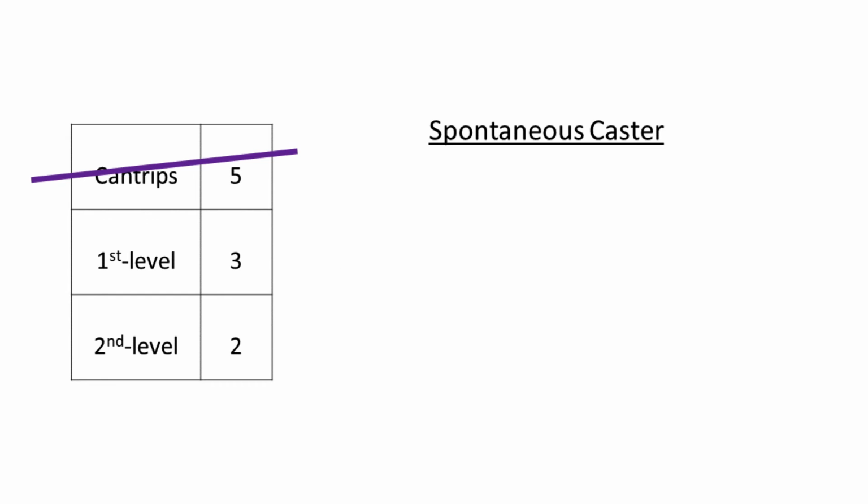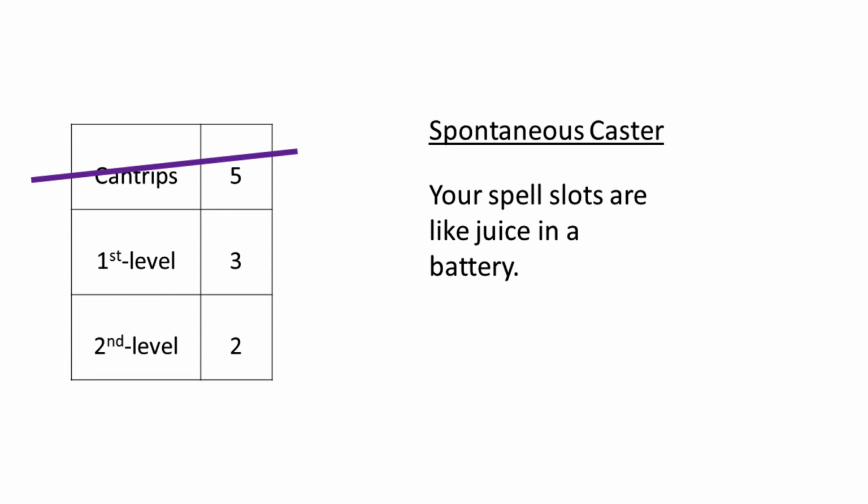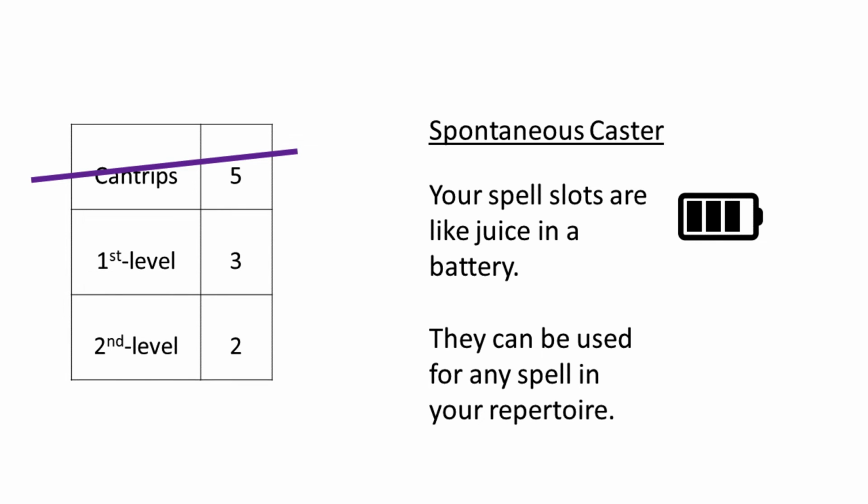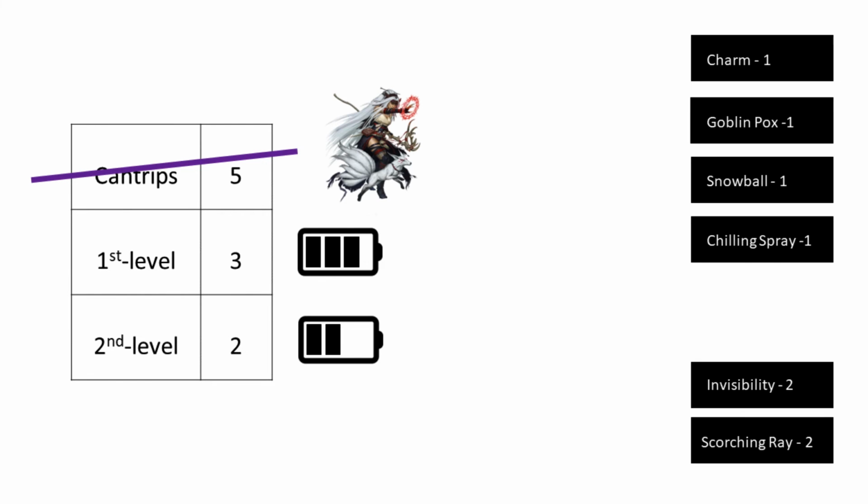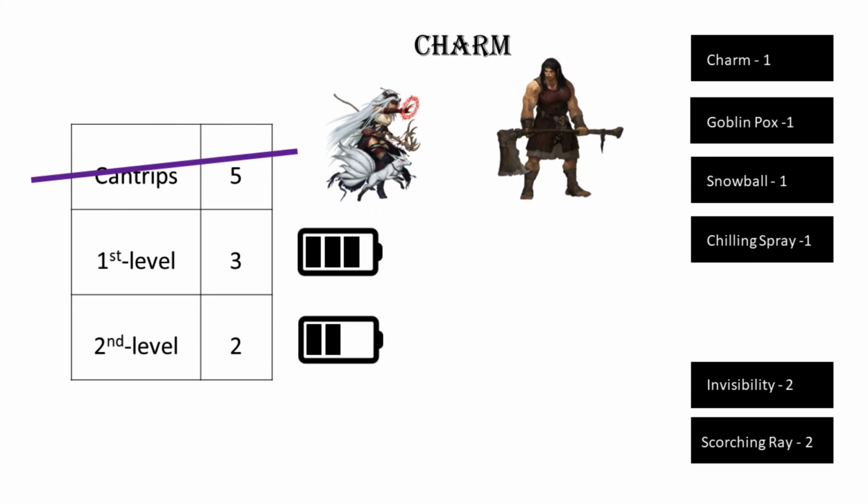Now let's talk about Spontaneous Caster. In this case, your spell slots are like juice in a battery. They can be used for any spell in your repertoire. That's all it takes. You don't have to prepare anything. Now let's say you're in the field and you're fighting an ogre and you want to cast Charm. Well, Charm is a first level spell. It means the juice in your first level spell slot battery will get reduced by 1.